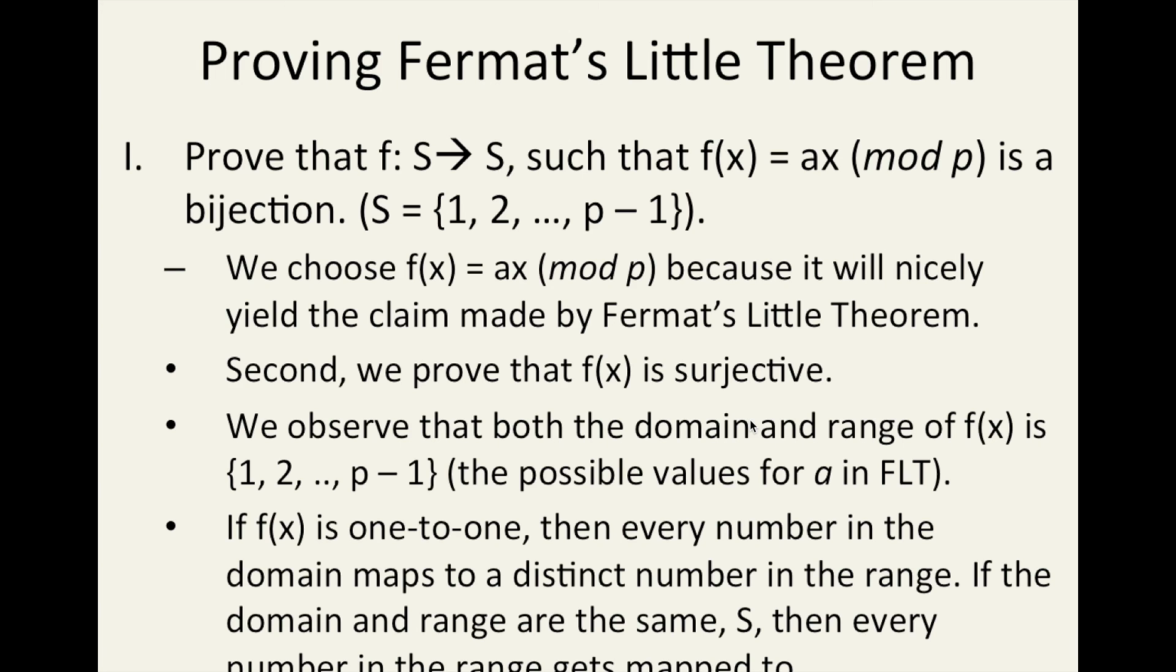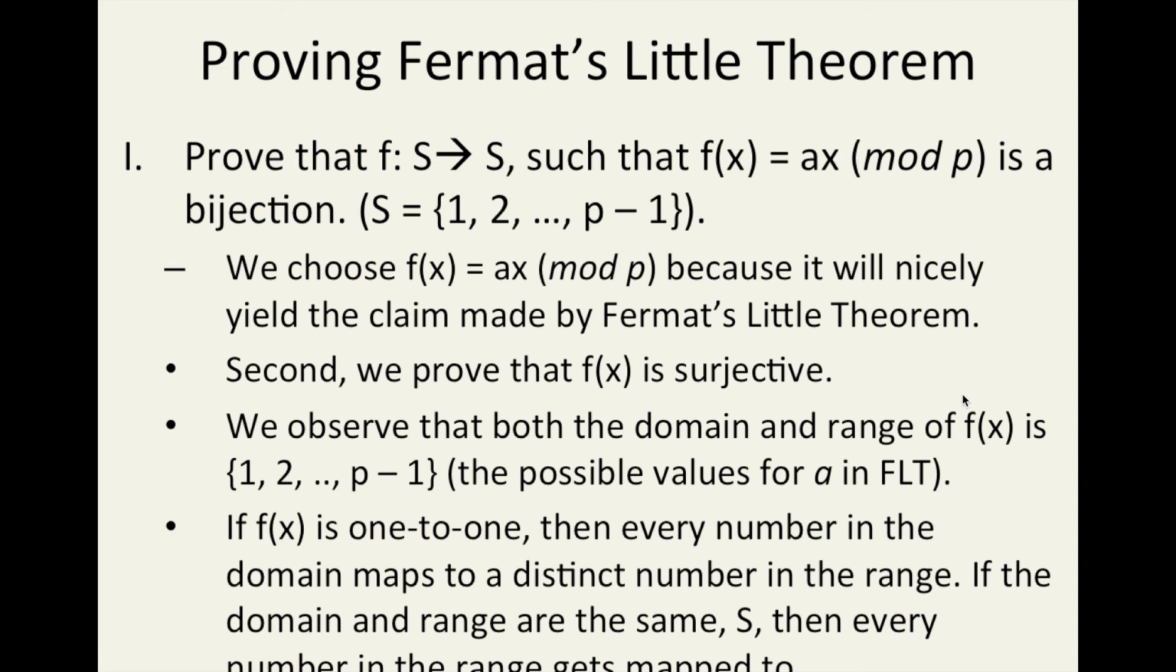So now we'll do a little more explanation of why it's surjective. The reason why it's surjective, and it's actually enough to simply prove that this function is one-to-one, is that we can observe that both the domain and the range of f of x are the numbers 1 all the way to p minus 1.